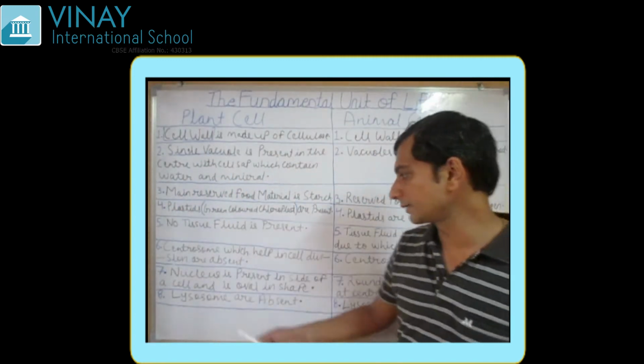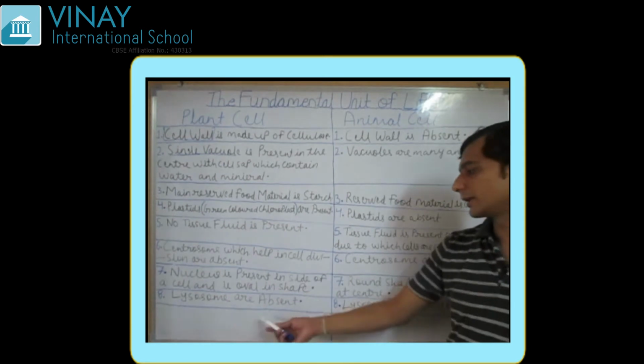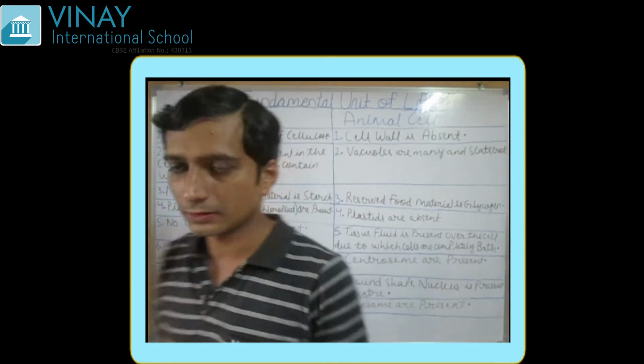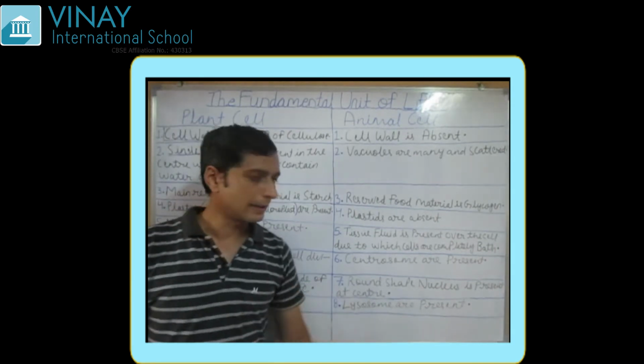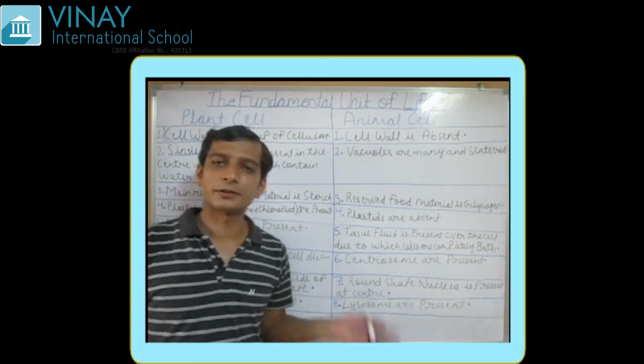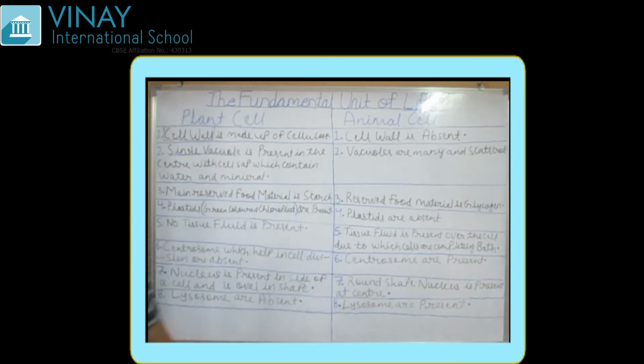Okay. At last, let's see about the lysosome. Lysosomes are absent here, of course, I am going to explain that later on, and lysosomes are present here. So this was all about the differences between the plant and animal cell.